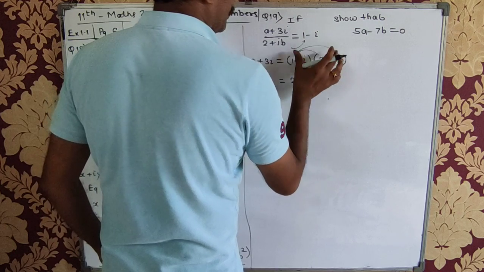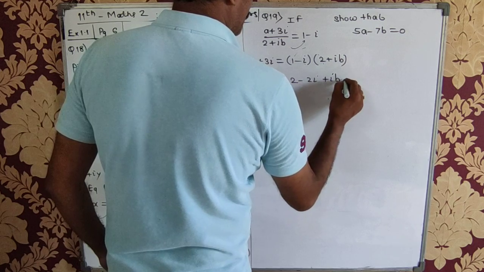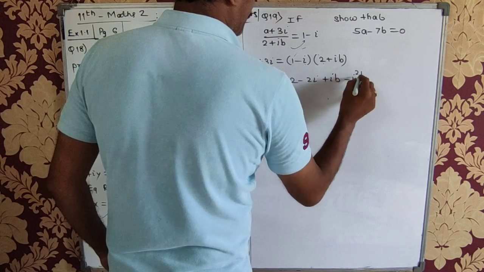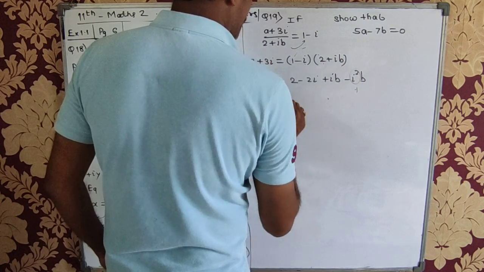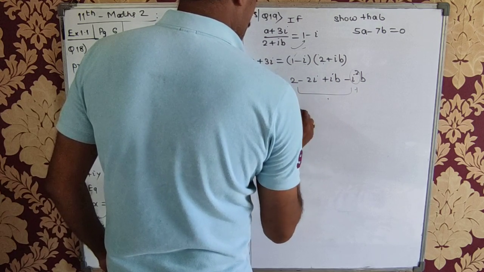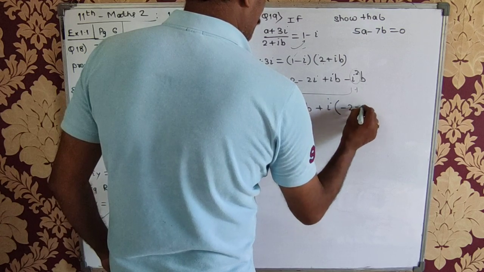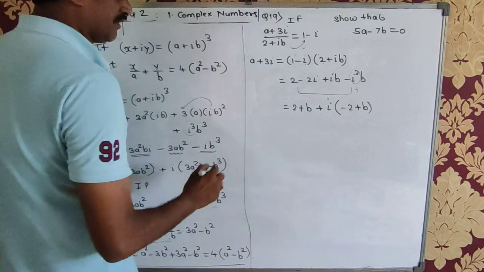Now ib se multiply karein. Plus ib minus i square b. Now this is minus, plus 1 into b, minus plus. So this will get combined with this real part. So this will become 2 plus b plus i times (minus 2 plus b). Is this okay? Yes.